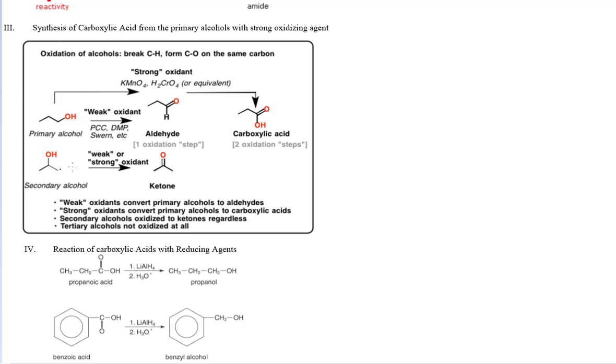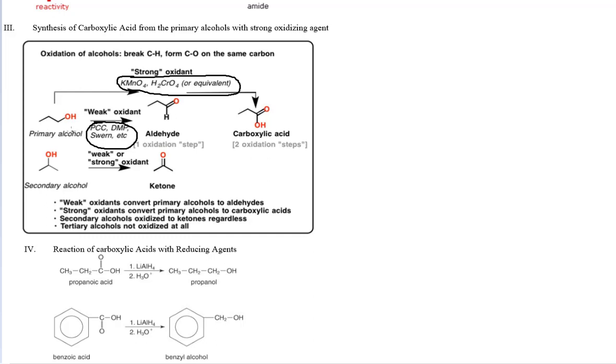So if we have a secondary alcohol, we get a ketone. If we have a primary alcohol, we get an aldehyde. But under most conditions, the aldehyde will further be oxidized to form a carboxylic acid. Most oxidizing agents will do this. Here, this just lists potassium permanganate and chromic acid, but there are other strong oxidizers that will do the same. Weak oxidizing agents, most commonly PCC, will stop at the aldehyde step.